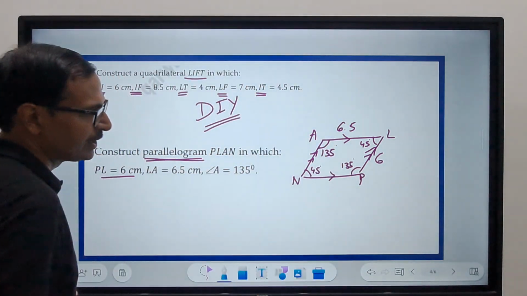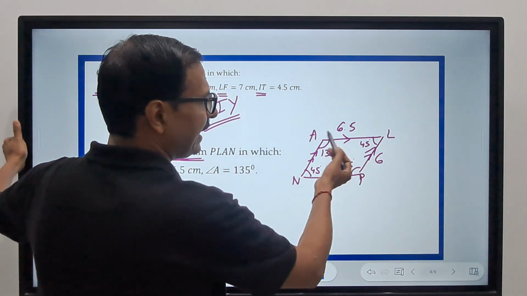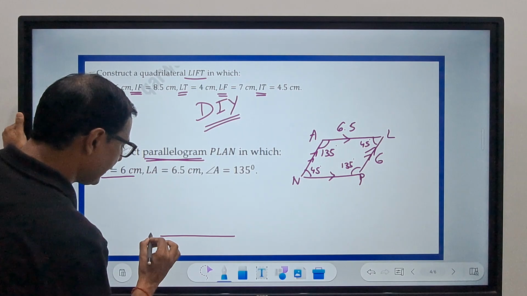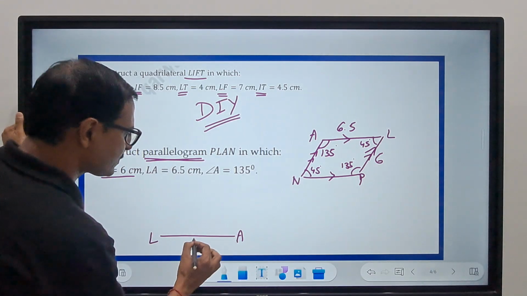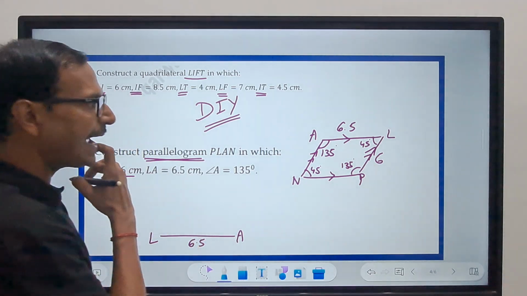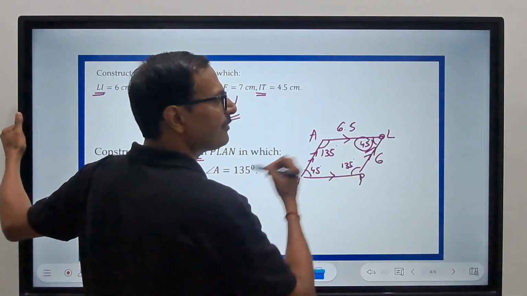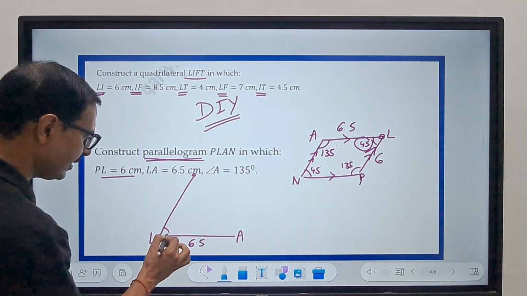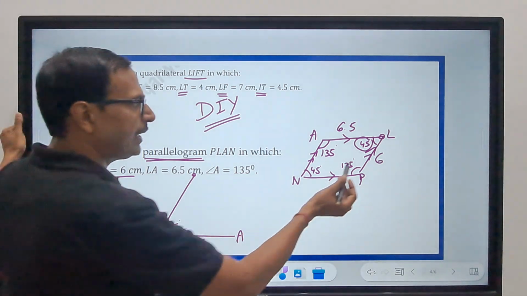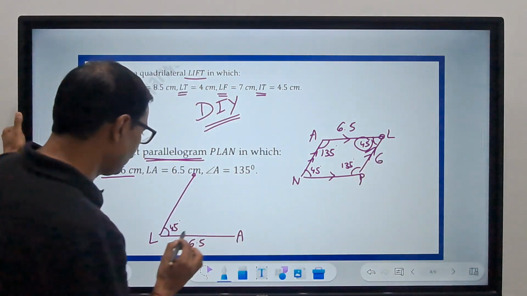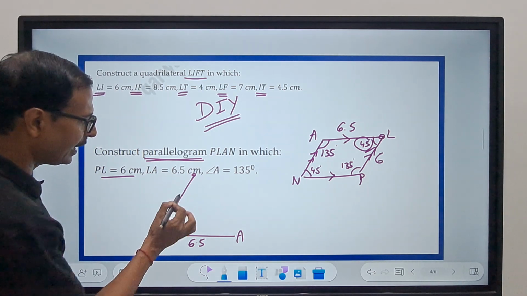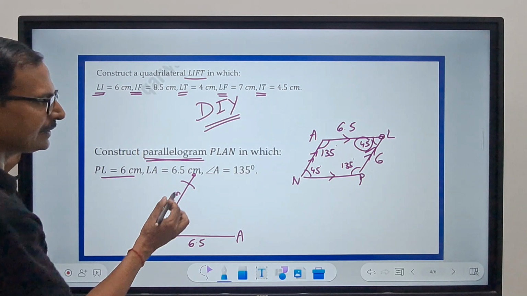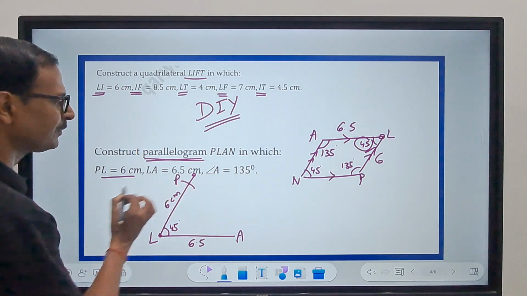How do I do it now? So I know the angle between PL and LA which are given, right? So I'll start with LA. I'll draw LA, which is 6.5 centimeter, and then at L I am going to draw an angle of 45 degree. So this is an angle of 45 degree, and LP is 6, right? So using L as the center, I will mark an arc at a distance of 6 centimeter from L, and this gives me the point P, right?